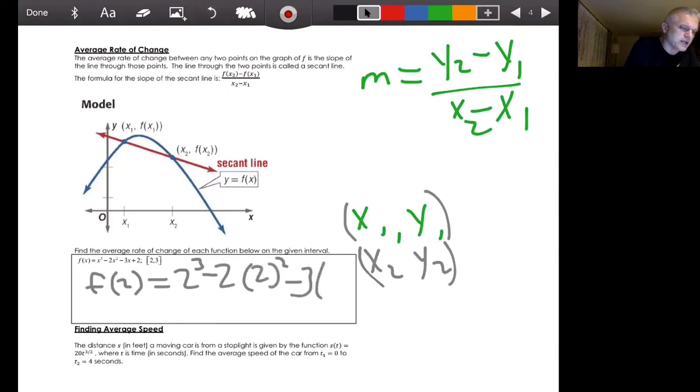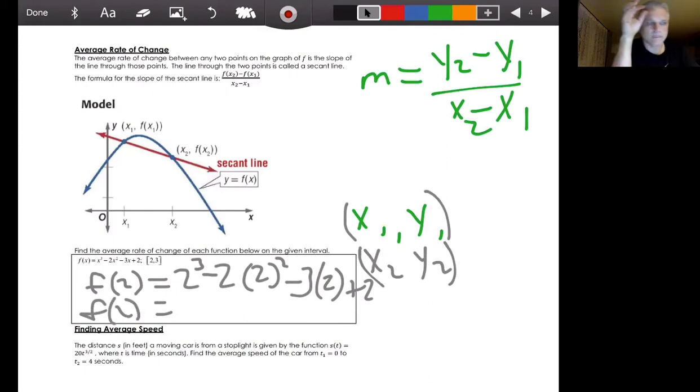Minus 3 times, not x, but 2, plus 2. Okay? So what is f of 2? Well, let's just evaluate this. 2 cubed is 8. 2 squared times 2 is another 8. So 8 minus 8 is 0. Minus 6 plus 2 gives you negative 4. Okay, so that means the first point is 2 comma negative 4.